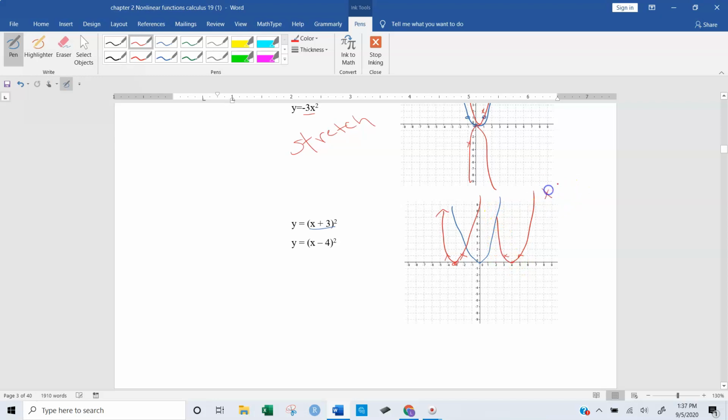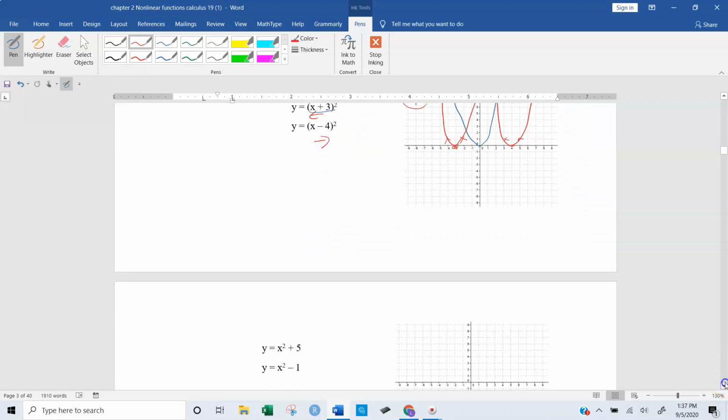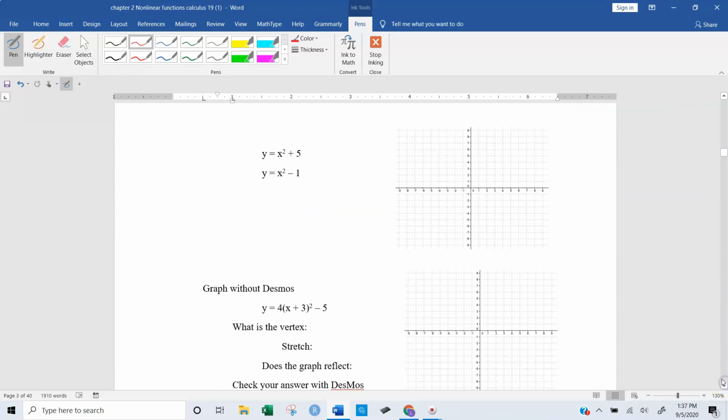So this was the x minus 4 squared. This was the x plus 3 squared. And this is your parent, your x squared. So these move the opposite way, left and right. This one went left and this one moved right. Okay, so try this one, the plus 5 and the minus 1.